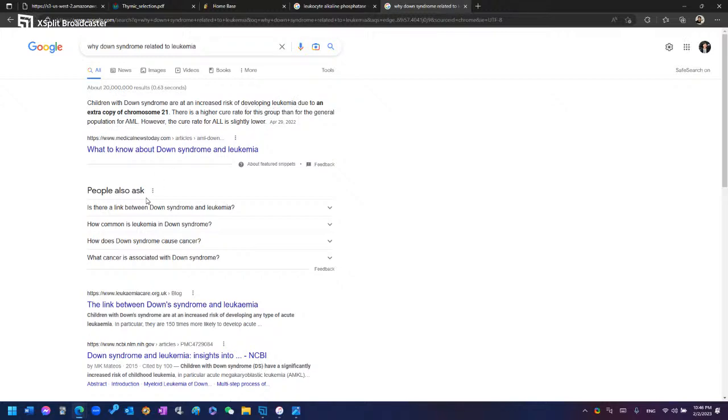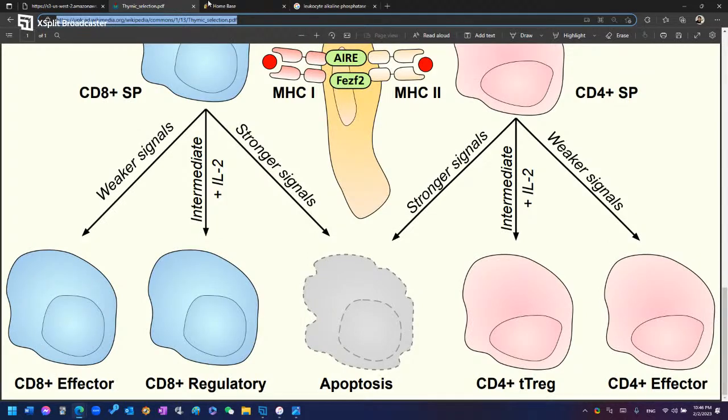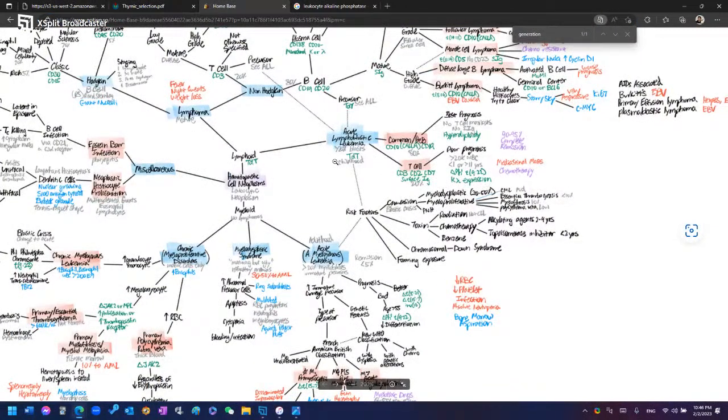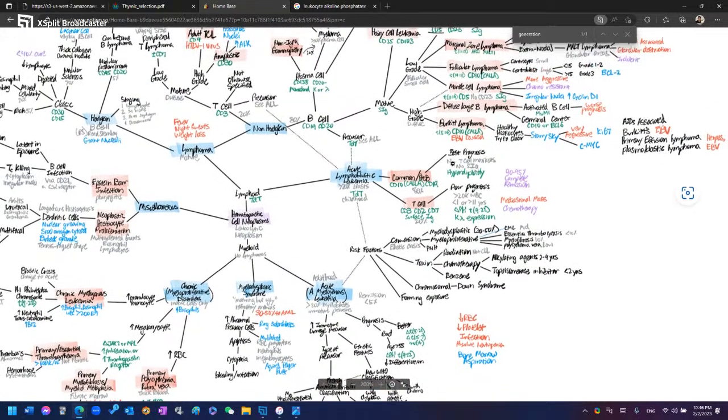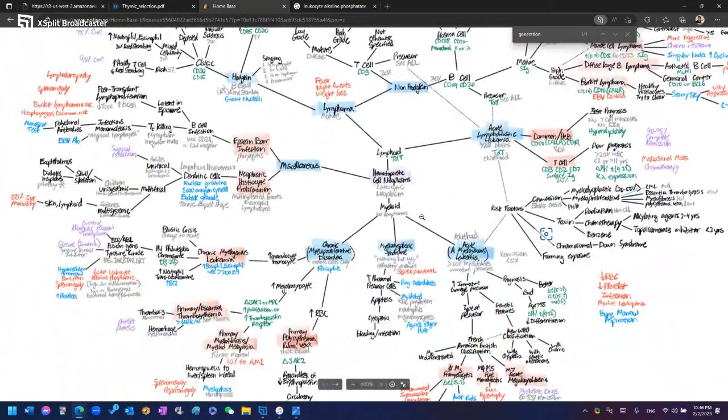I suppose that trisomy ruins or affects your cell division sometimes. Maybe it makes it more likely to have a translocation. That could be what it is.